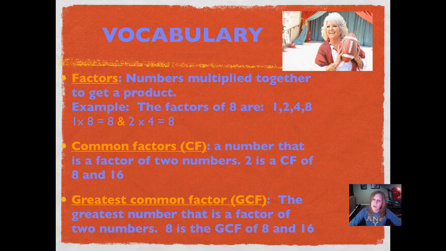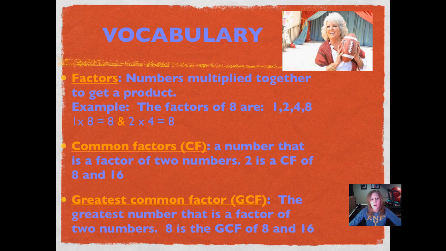Factors. Factors are numbers that are multiplied together to get a product. Example, the factors of 8 are 1, 2, 4, and 8, and they're listed out that way. We would have put them in a T-chart if we were doing that before. 1 times 8 is 8, and 2 times 4 is 8.